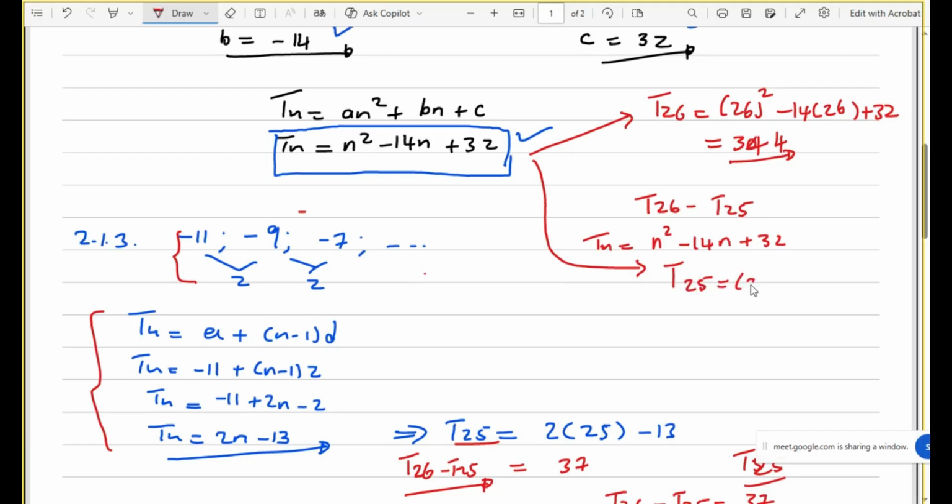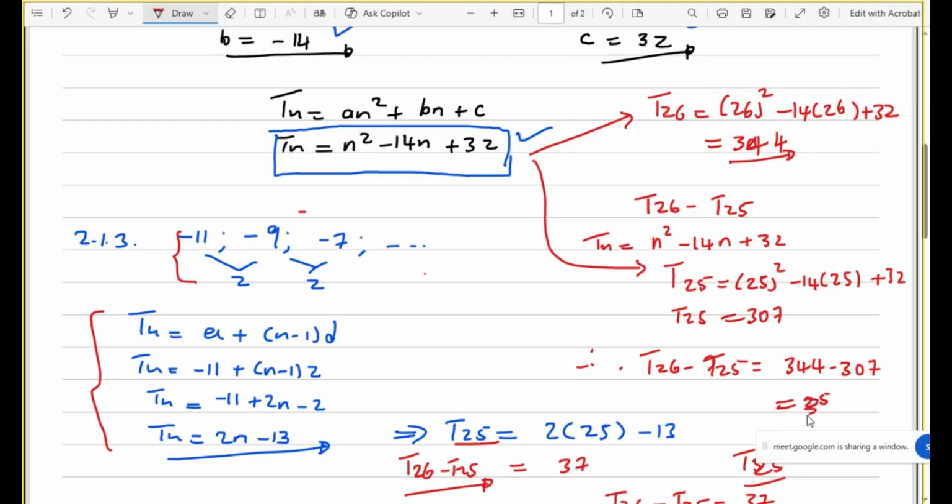Then we need to find T25, right? What do you get? 307. Then they want the difference. Therefore, T26 minus T25, which is 344 minus 307. That will give you 37. Which is the same. It's fine. It's up to you which method you prefer.